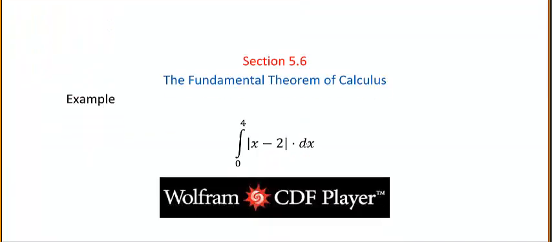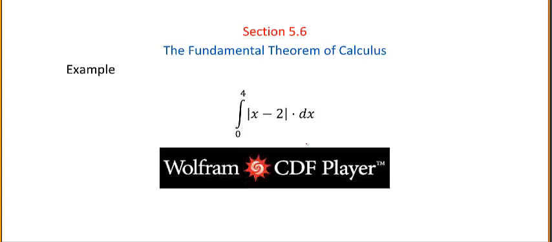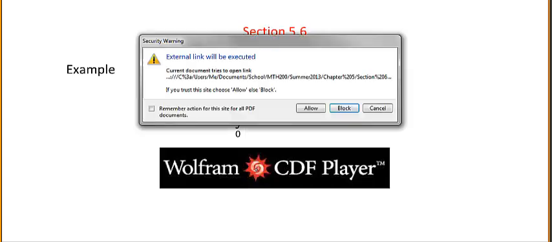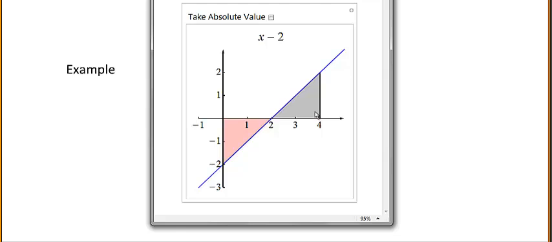Okay, let's take a look at one more. And this is a lot the same. This is the idea of integrating an absolute value. The definite integral from 0 to 4 of the absolute value of x minus 2. And notice what happens here. If I look at this, here's the function x minus 2 from 0 to 4.